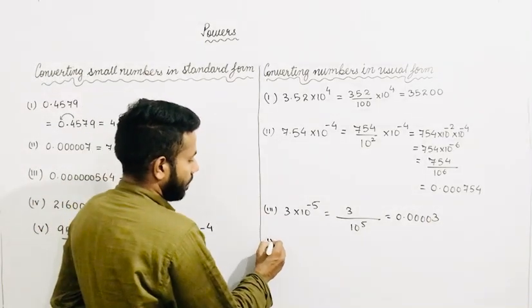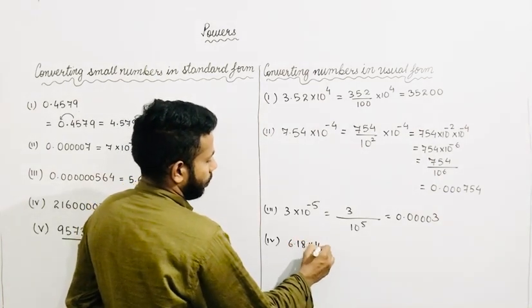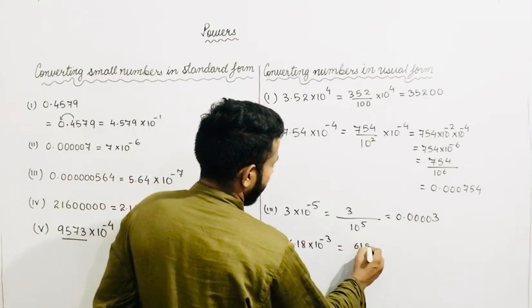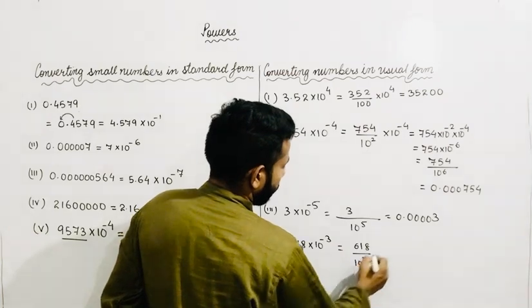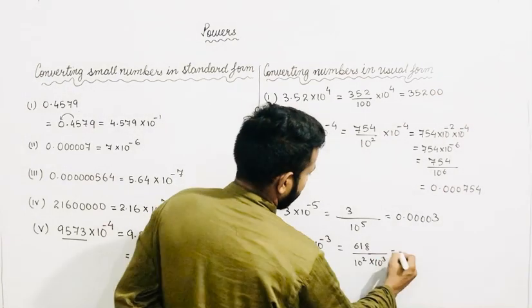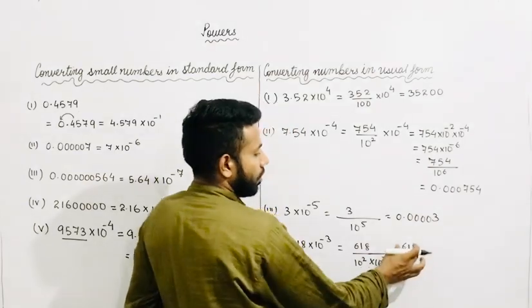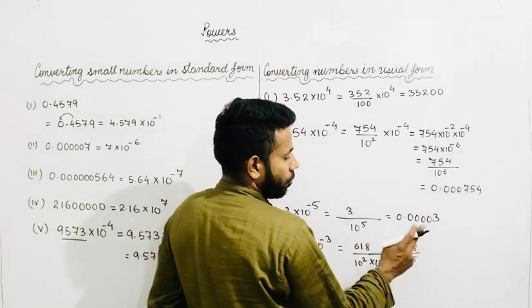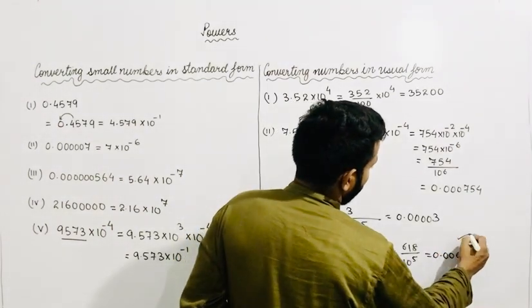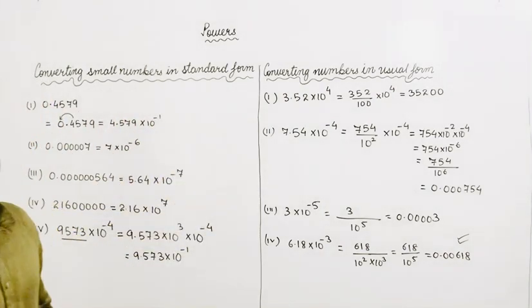Let us take one more example. 6.18 into 10 to the power minus 3. So how will you write it? 618 into 10 to the power minus 2, then bring this 3 downward, 618 into 10 to the power minus 5. So 3 zeros are consumed in this, 2 zeros are remaining, that will be after the decimal. This is how you convert numbers into usual form.